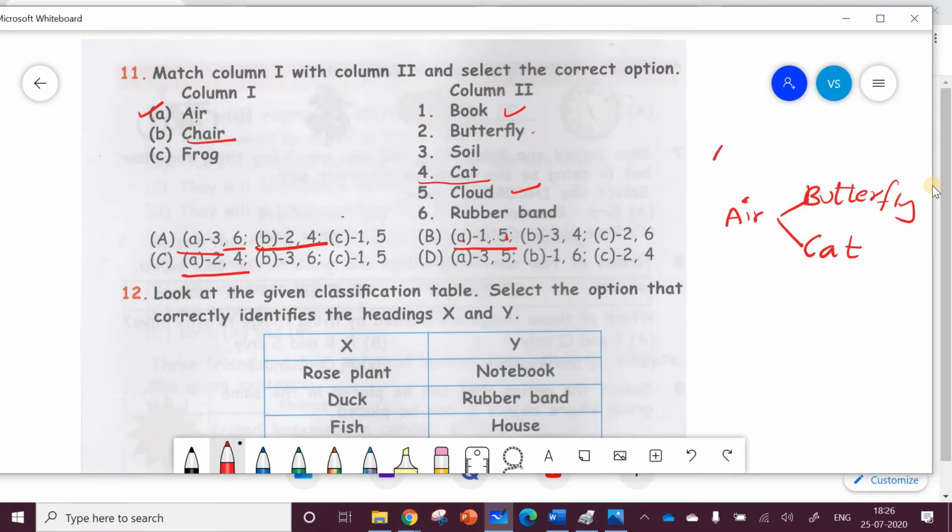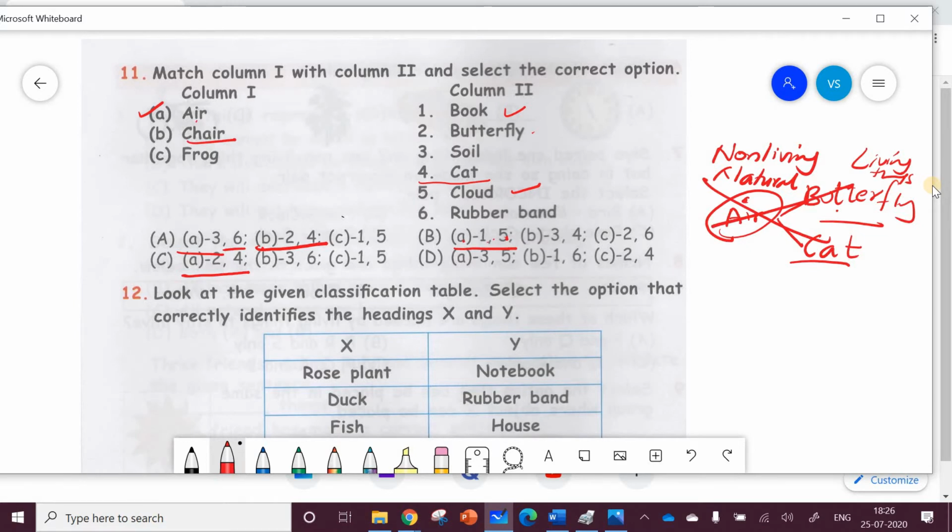Very good. Fantastic. It is non-living and also at the same time it is natural, right? But butterfly is natural and cat is natural. Butterfly is basically a living thing. Am I right? Yes. Okay. All the living things are anyway natural. Cat. Okay. But air is what? Living or non-living? Not living. Non-living. So this is also not matching.